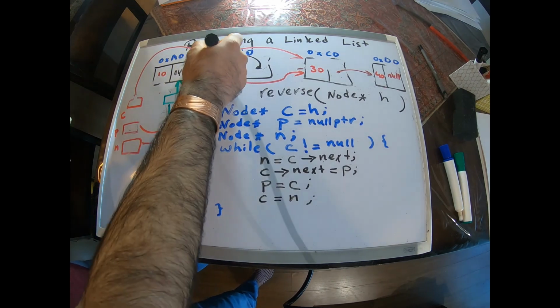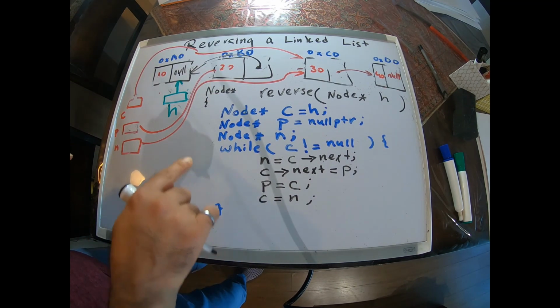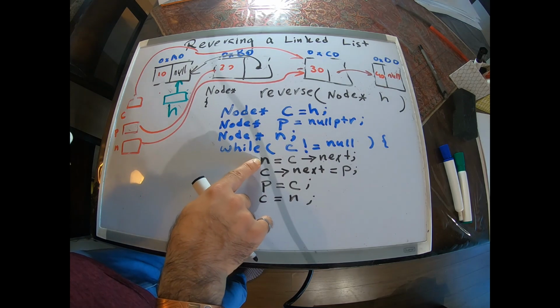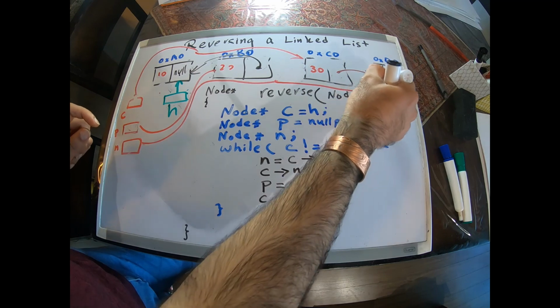Second iteration is done. We go inside the loop again. It's gonna come back here. It says N is equal to C arrow next. So N is not pointing here, N is pointing here.